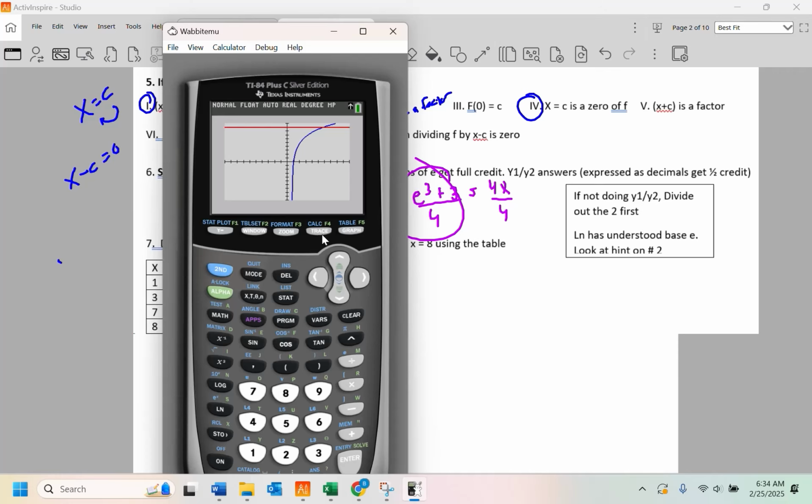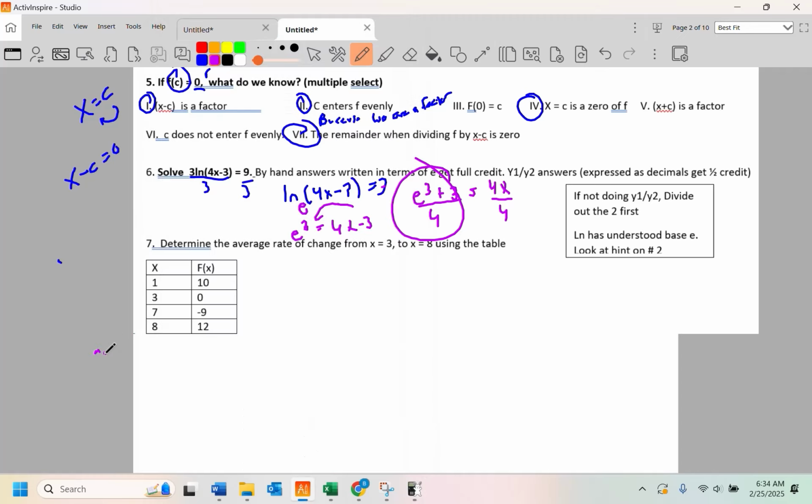So I get close, second trace 5. Enter, enter, enter. And there's my decimal. They're the same thing, 5.77. So I had e cubed plus 3, and divided by 4. Same exact number.